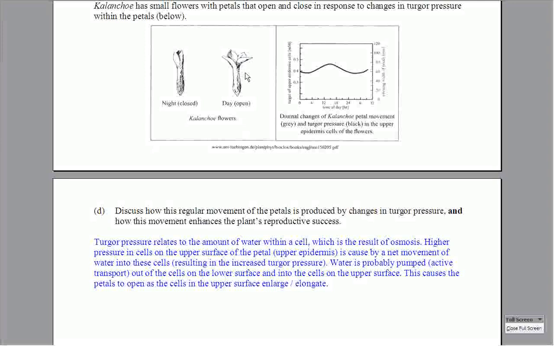But in this case, it's not because the cells are growing or dividing, or they are getting slightly bigger, but purely because of the movement of water into those cells. Alright, so water is moving out of the cells on the lower surface into the cells on the upper surface, causing the cells on the upper surface to be slightly larger relatively in size, causing the petal to bend or curve and open the flower.